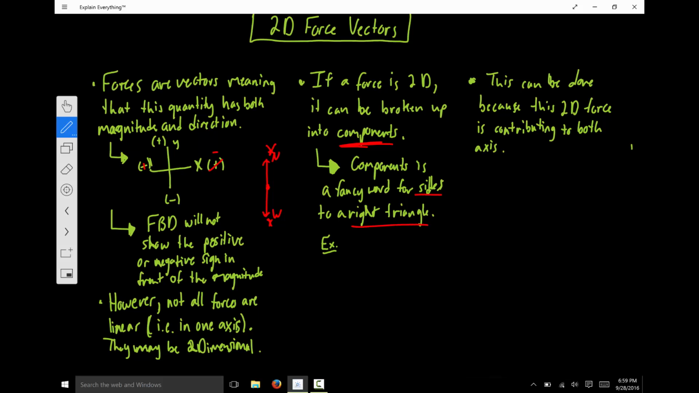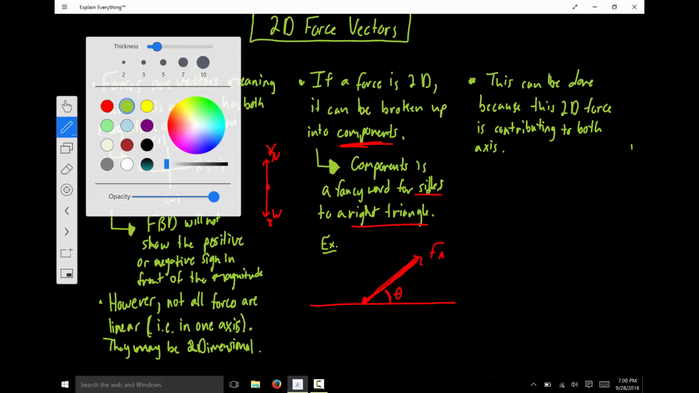Let me give you an example here. When we do a two-dimensional vector, let's say we have a flat surface here, and we say that this force vector is force vector A. Force vector A currently is at an angle theta from the positive x direction. So this force vector A has two components. Why can it be broken up into components? Well, this can be done because this is a 2D force and it is contributing to both axes. So let me draw what these two components are.